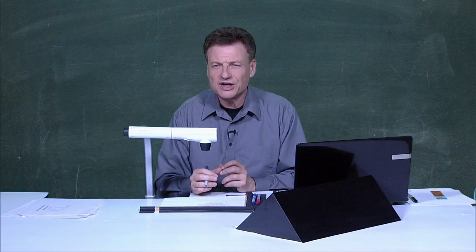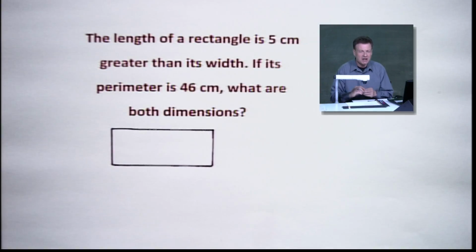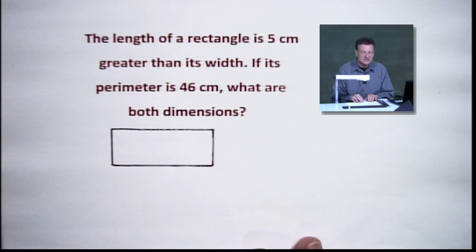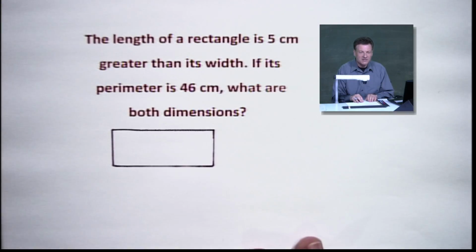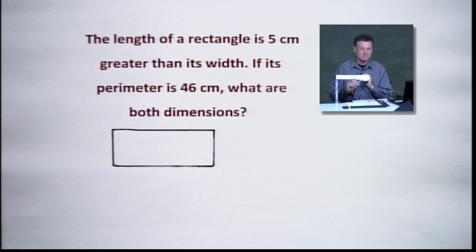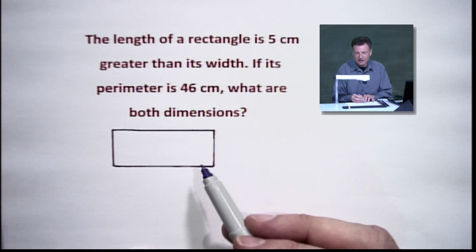So let's take a look at our next problem here. We've got the length of a rectangle is 5 centimeters greater than its width. If the perimeter is 46 centimeters, what are both dimensions? It's a mouthful. I even drew you a little rectangle to help us get started here, all right?